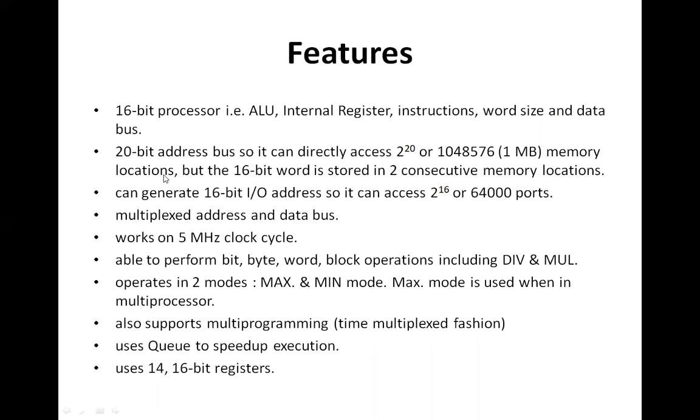Of course, the memory used with the microprocessor will be made up of registers, similar to the memory we are using with the 8085. And the individual memory locations are able to store only 8-bit information. So it means if we have to store a 16-bit word in the memory, we require 2 consecutive memory locations. So the first important feature of 8086 is that it is a 16-bit processor. The second important feature is that it uses a 20-bit address.